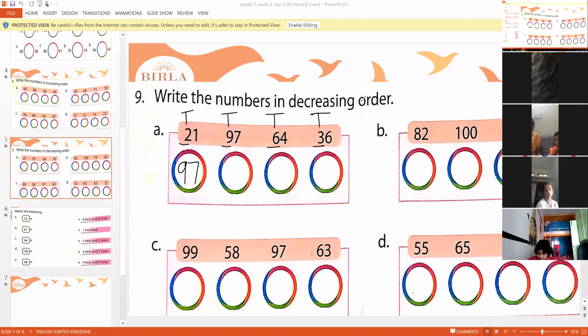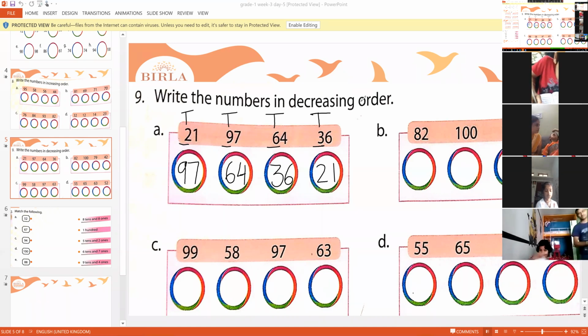After that, tell me. 64. Very good. After that, 36. Very good. Children, those who have completed, check your answers. And last one, Swarnika. 21. Very good, Swarnika.